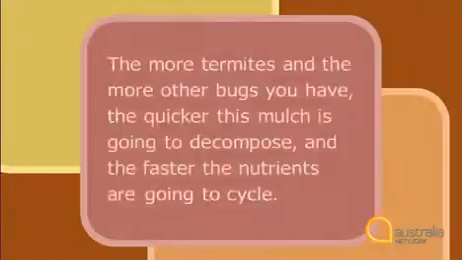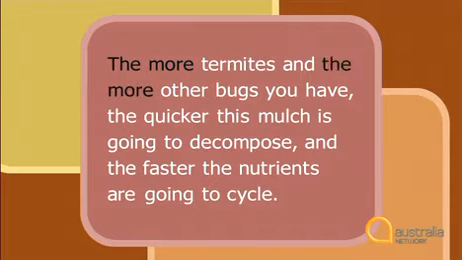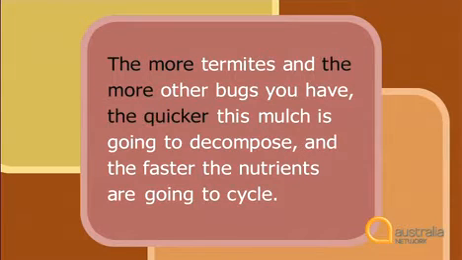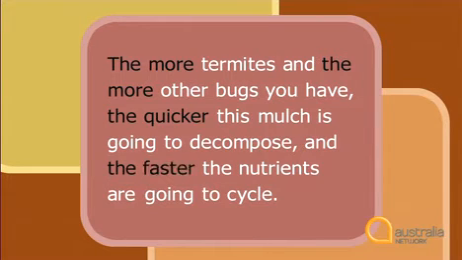She says, the more termites and the more other bugs you have, the quicker this mulch is going to decompose and the faster the nutrients are going to cycle. She is comparing several things that are changing together.